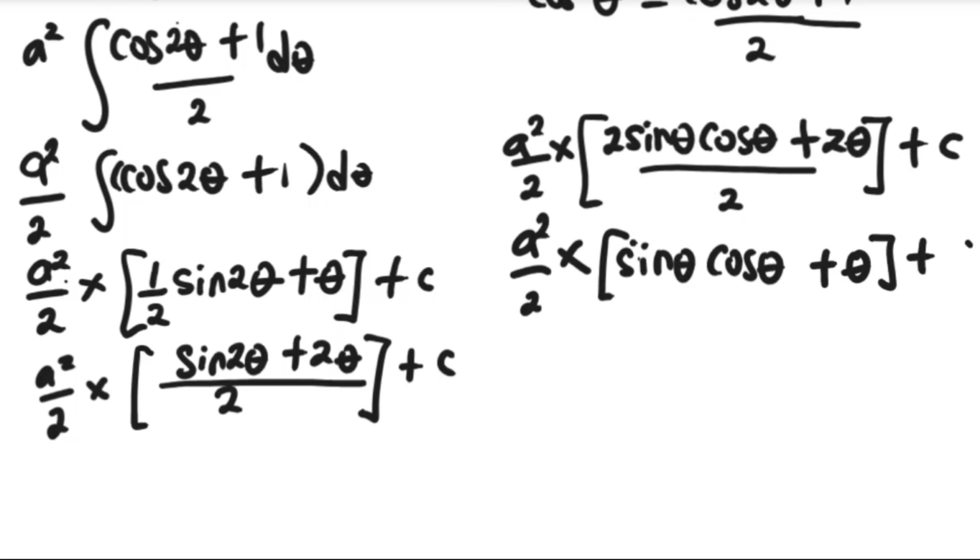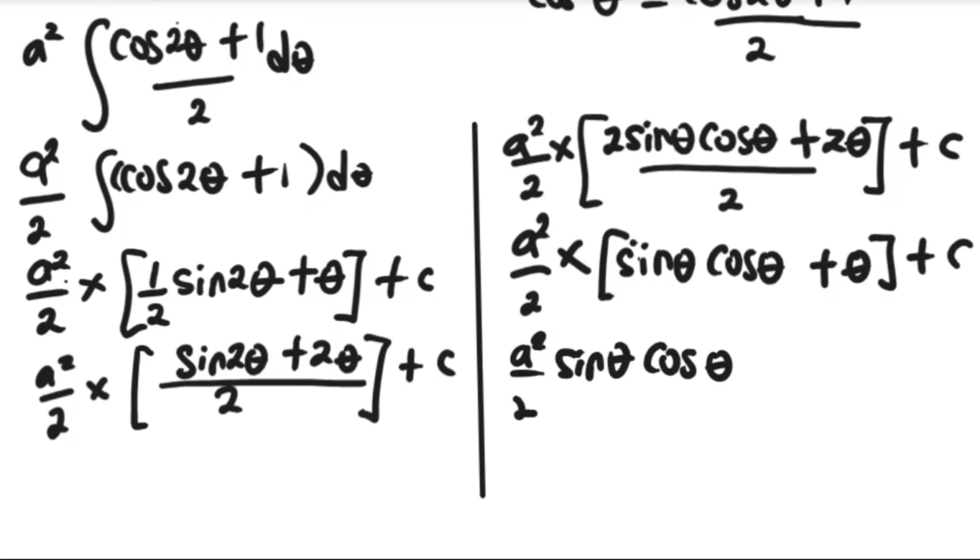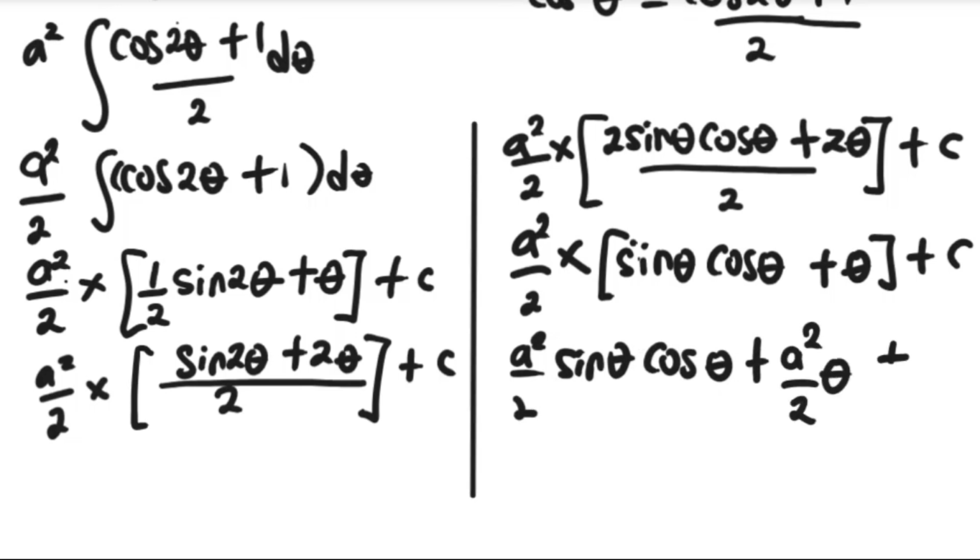So if we use a square over 2 to open the bracket, that will be a square divided by 2 multiplied by sine theta cos theta. Let me try dividing this so that you won't get confused. A square over 2 sine theta cos theta plus a square divided by 2 theta plus arbitrary constant c.